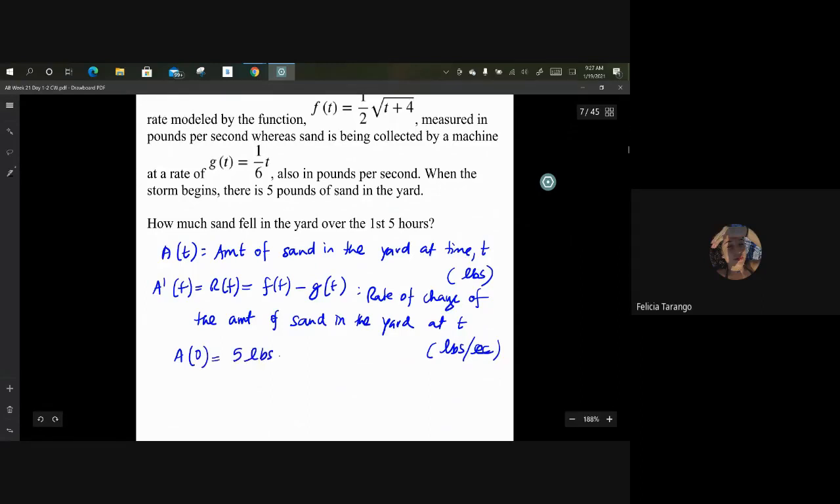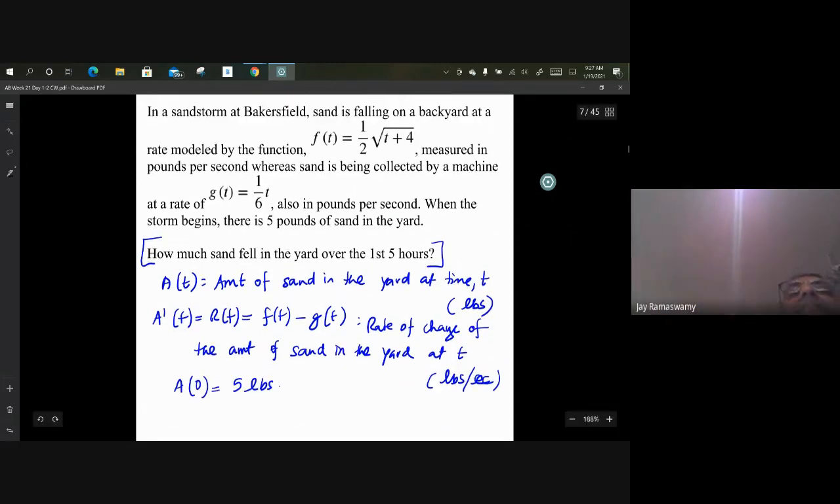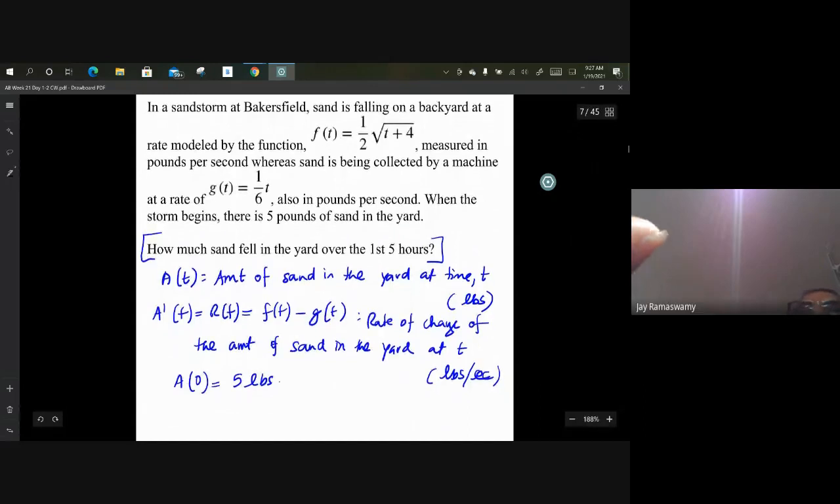All right. We went over this on Wednesday, Thursday. I'm giving you time to interpret the question. If you can, give me a left-hand side, give me a right-hand side. Read the question, look at every word. Do not rush. It said, how much sand fell in the yard over the first 5 hours? So those of you with good skills are able to interpret this. What are they asking for? Amount in?